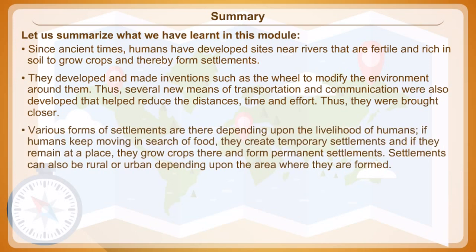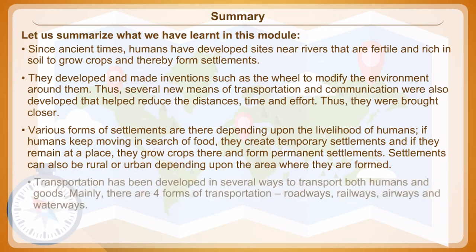Various forms of settlements are there depending upon the livelihood of humans. If humans keep moving in search of food, they create temporary settlements, and if they remain at a place, they grow crops there and form permanent settlements. Settlements can also be rural or urban depending upon the area where they are formed.